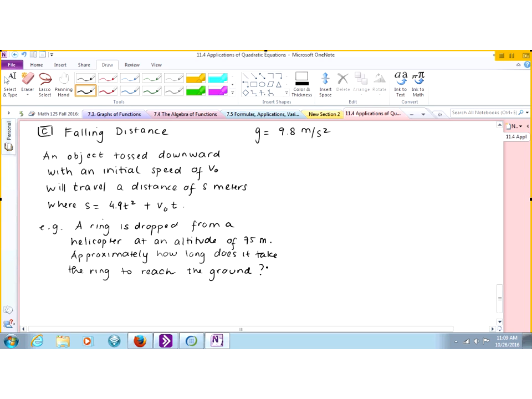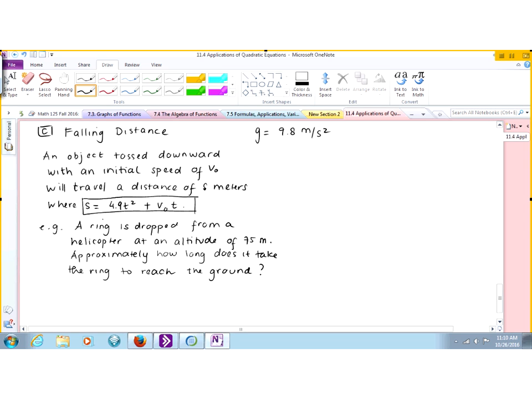So a ring is dropped from a helicopter at an altitude of 75 meters. Approximately how long does it take the ring to reach the ground? What do you think? When I drop a ring, does it have initial velocity? So if you drop something or if you throw something, what is the difference? Yeah, if you throw, you use force, right? So you have an initial velocity. What about if you just drop? It's just 0. What is the initial velocity? Is 0. Okay, good.